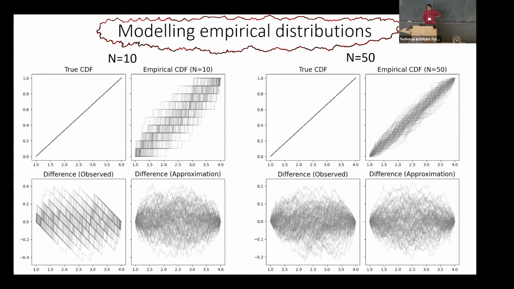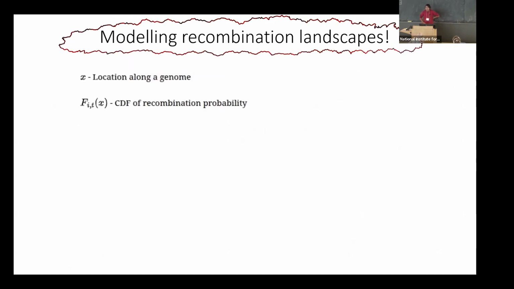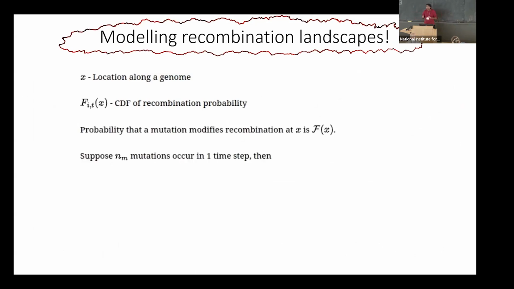So the particular use case where we ended up using this was trying to model the recombination landscape. Basically x is the location along the genome, and F of x is the CDF for recombination probability, the probability that you have a recombination event left of x on your genome location. And then we said that suppose there are mutations that fall on your genome that modify this recombination probability by some mechanism, and the location of these mutations that modify your recombination is given by this script F of x.